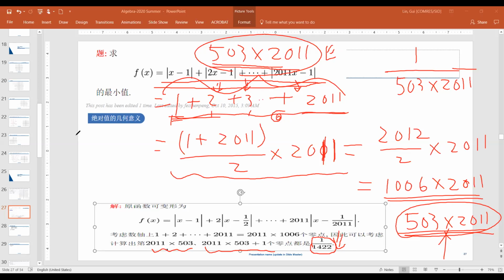All right, let me see. Another question in the homework. That's the median number, what do we have? Another homework, let's move on to the next question.